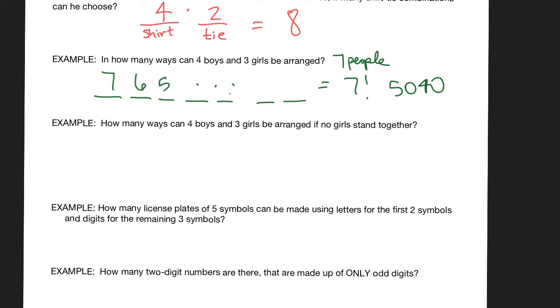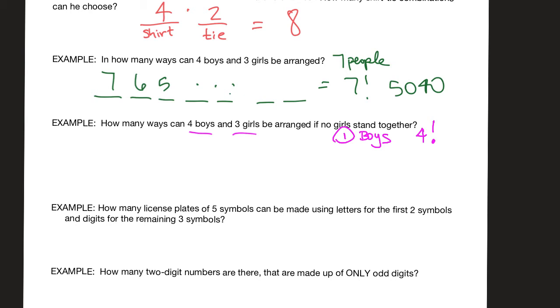Now this gets a little more complicated when you put more conditions on it. If you look at the next example, you'll notice it's still the same 4 boys and 3 girls, but this time we want no girls standing together. So this is going to be a 3-part process. Let me see if I can break this down for you. Number 1, let me get those boys, the 4 of them, and arrange them, which is kind of like the problem right above it. If I just take the boys and arrange them, that can happen 4 factorial ways.